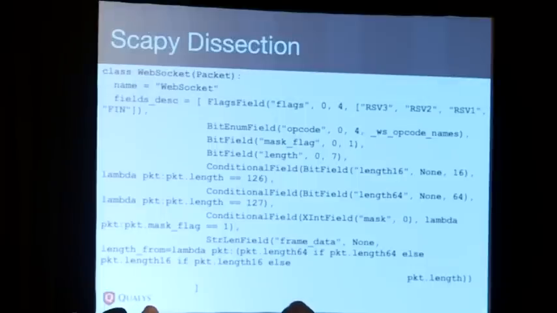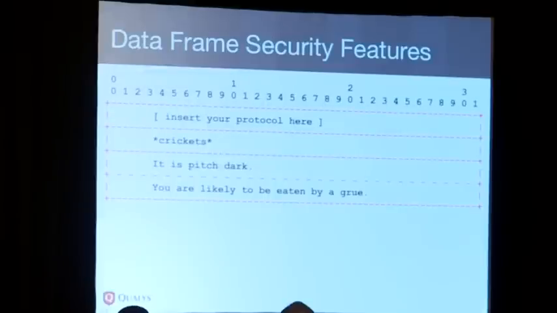So here is an example of a SCIP dissection of the protocol, which shows that the data frame itself is very small. And for data frame security, there is no data frame security intended by design.